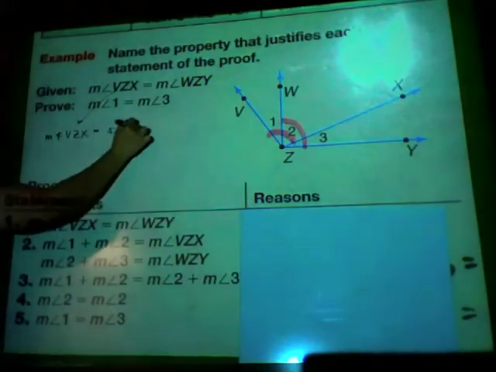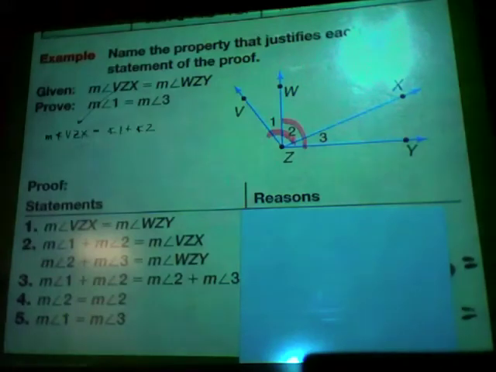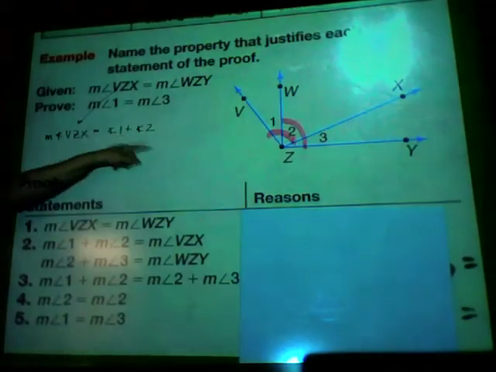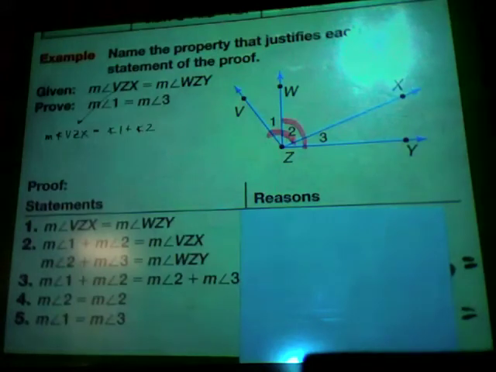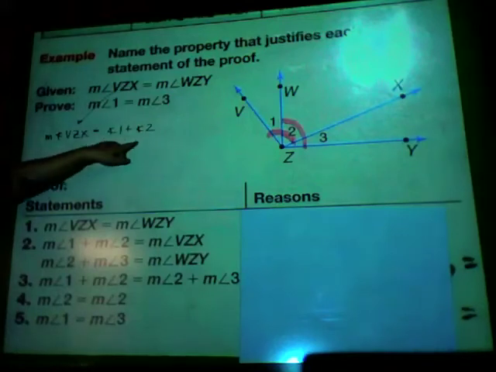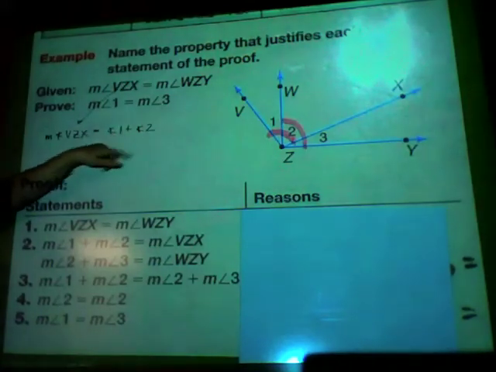So, what property tells me that I can take two smaller angles and say that they add up to the bigger angle? What addition? Close. Who said that? Say it loudly. Isn't this the angle addition postulate? Two smaller angles add up to a bigger angle?